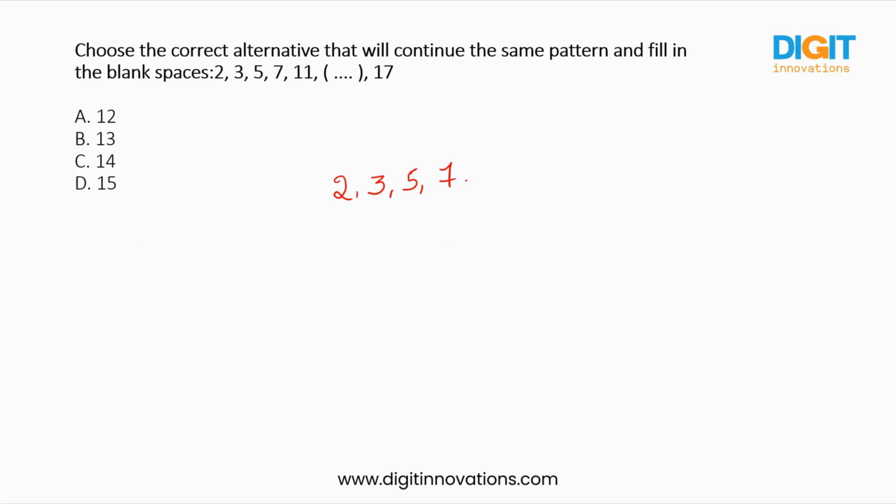2, 3, 5, 7, and the next one would be 11 and 13. So the one is 13. Option B is the correct answer.